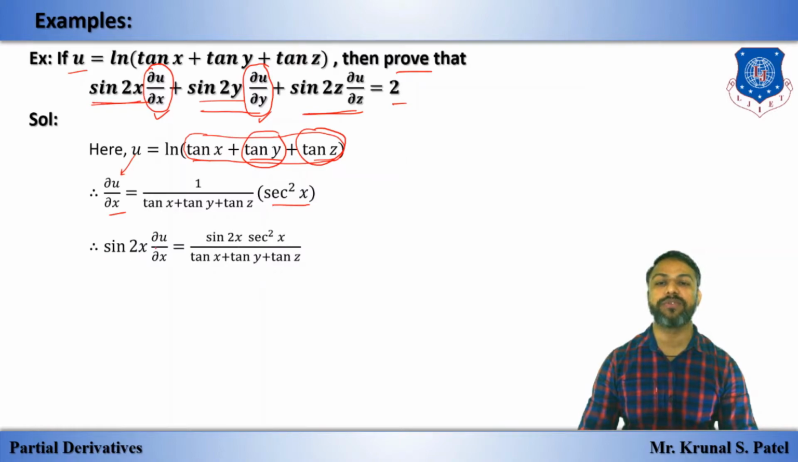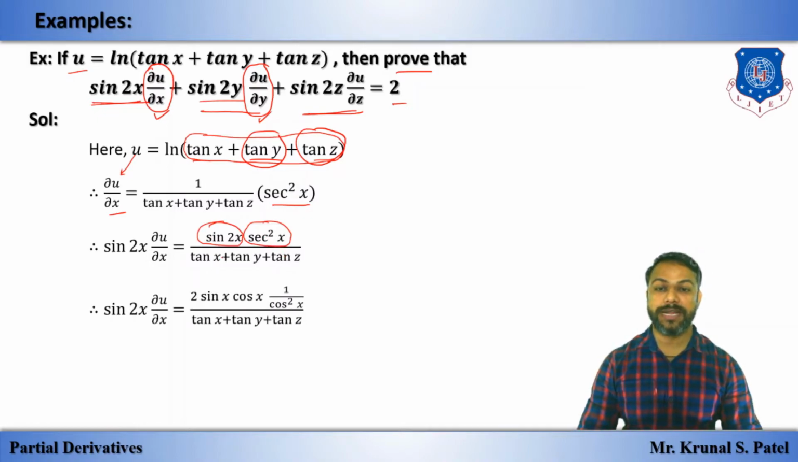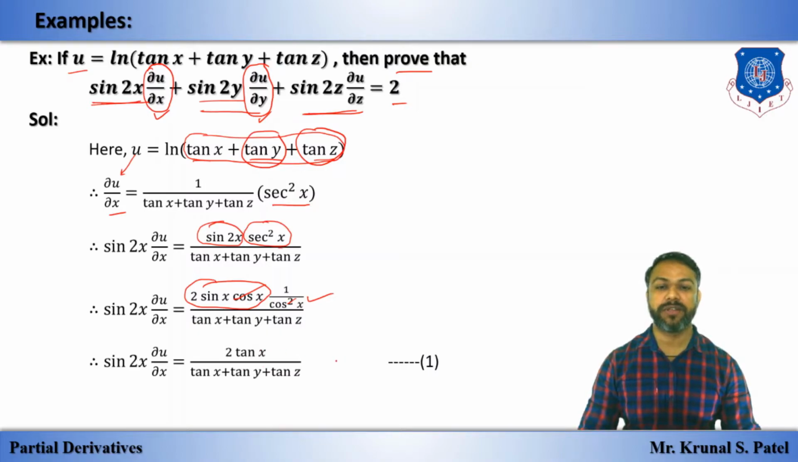So we have sin 2x of del u by del x is equal to sin 2x into sec square x upon this tan x plus tan y plus tan z. Now we know the formula of sin 2x and how we can write sec square x, both values we know. So first write down the value of sin 2x is 2 sin x into cos x, and sec square x as 1 upon cos square x. By cancelling out cos x and 1 cos x from here, the remaining term is 2 sin x divided by cos x, which will be 2 tan x. This is our equation number 1.